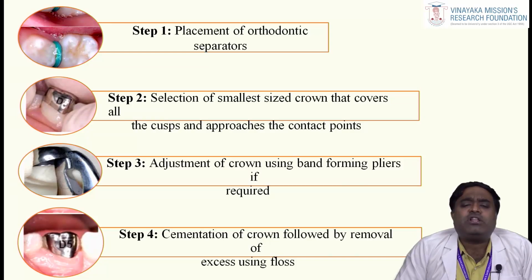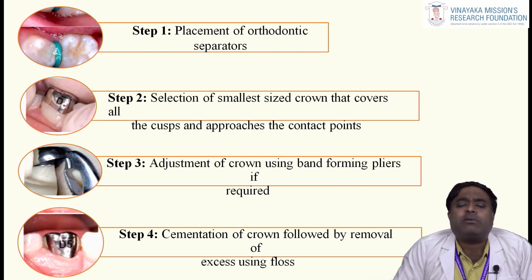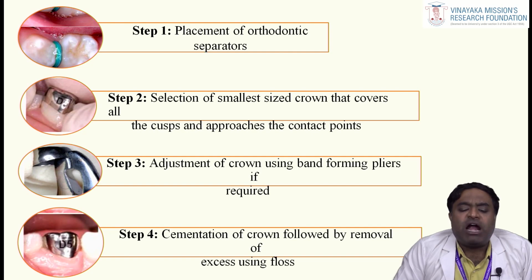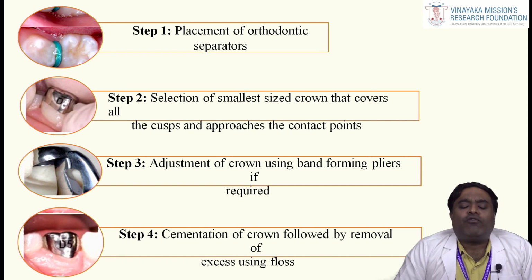The steps for Hall's technique: the first is placement of orthodontic separators so that the crown goes in properly. Why? Because we are not doing any crown preparation here, so there will be tight contacts. If you place the separator, you can see the space between the two teeth. Step 2 is selection of a small-sized crown that covers all the cusps and approaches the contact points. Step 3 is adjustment of the crown using the band forming plier if required. Step 4 is cementation of the crown followed by removal of the excess using floss.